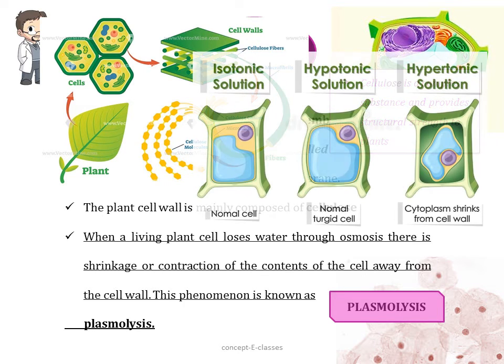When a living plant cell loses water through osmosis, there is a shrinkage or contraction of the contents of the cell away from the cell wall. See, this phenomenon is called plasmolysis. So when a living plant cell loses water through osmosis, there is a shrinkage or contraction of the contents of the cell away from the cell wall, and this phenomenon is termed plasmolysis.